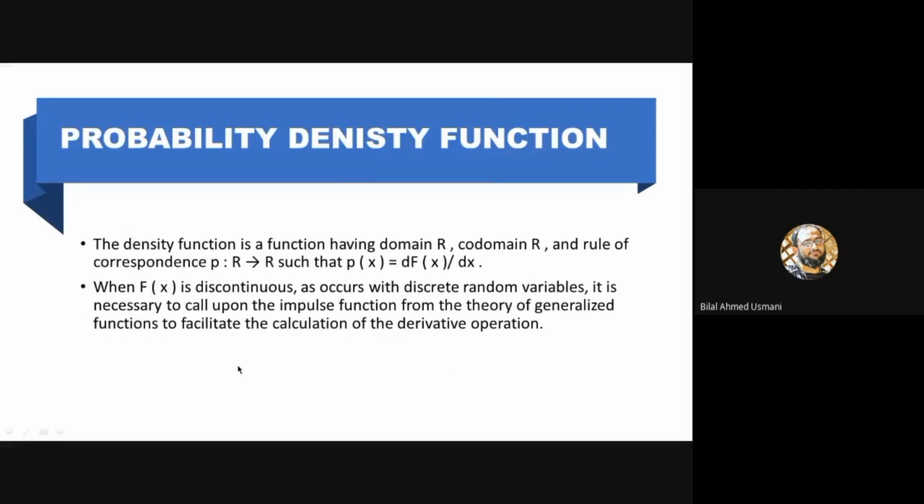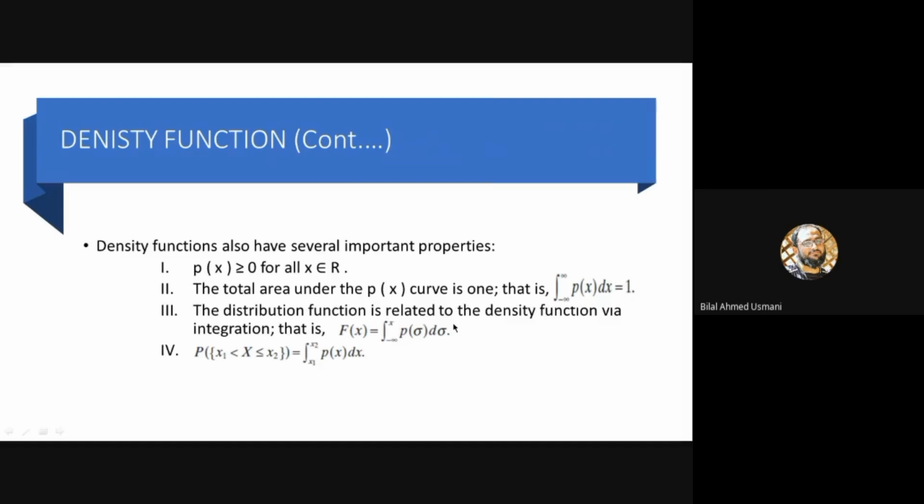Now, what is a PDF? A PDF is a rule of correspondence. Our rule of correspondence over here is that it is the derivative, or rate of change, of the cumulative distribution function. When F of x is discontinuous, as it always is for discrete random variables, it is necessary to call upon the impulse function. Okay, I will go back over there. We will look at it in a couple of minutes.